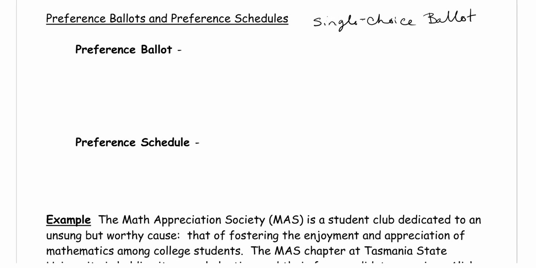Another way would be to get a ballot that has all of the names on it already, and you would write down 1 for your most favored candidate. Depending on how many candidates there are in the election, let's say that there are 4 candidates, then you would list your most favored candidate as number 1, your least favored candidate then as number 4. I will write down the definition of a preference ballot, and then we'll talk about what a preference schedule is.